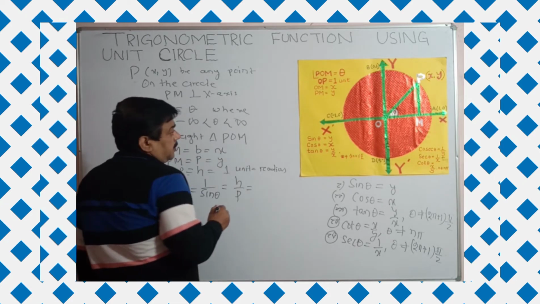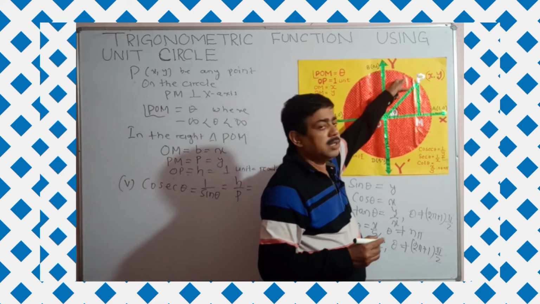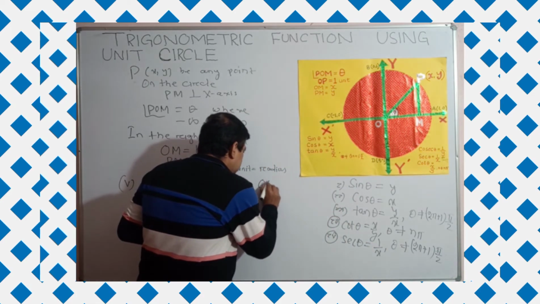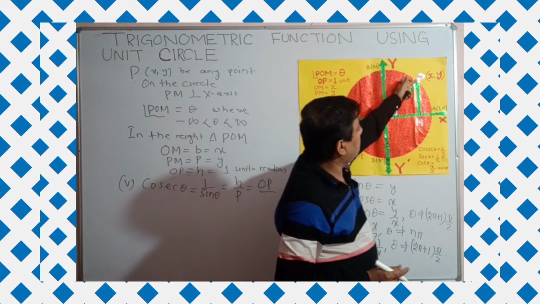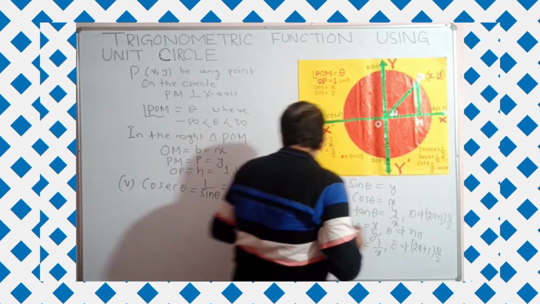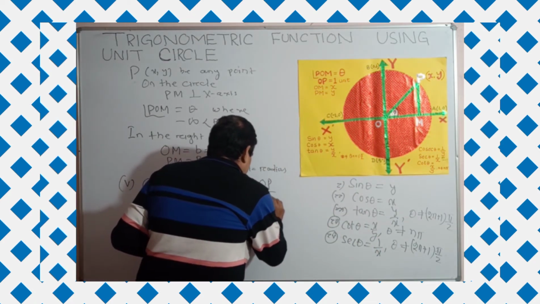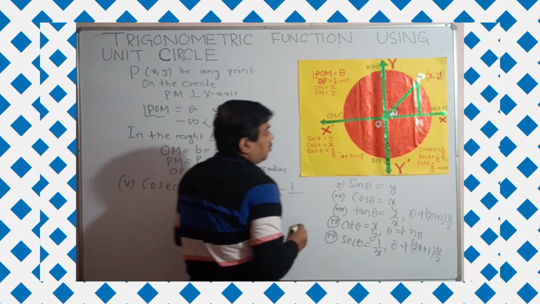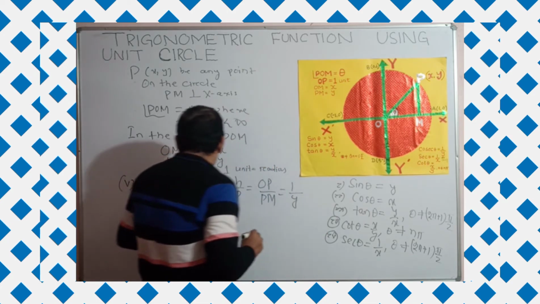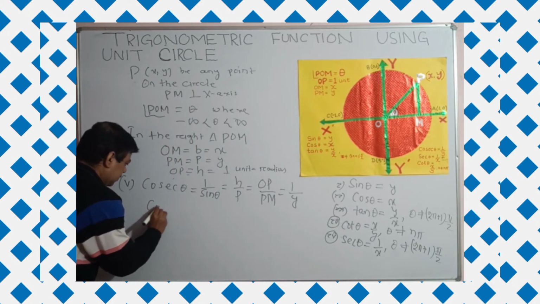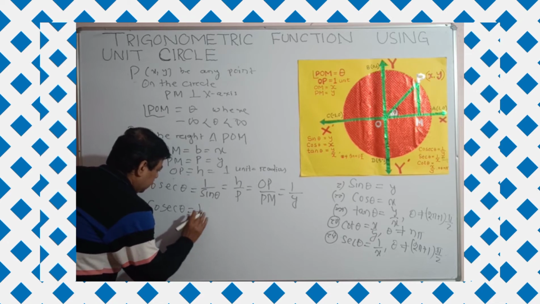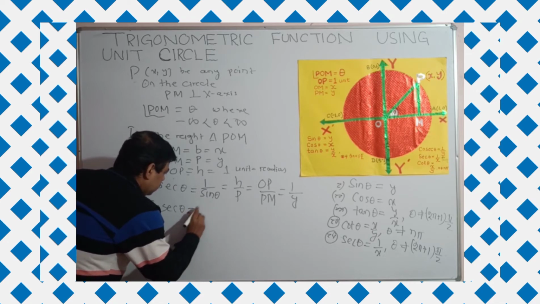So which is the hypotenuse here? Here OP is the hypotenuse. And which is the perpendicular? PM is the perpendicular. So OP value is 1 and PM is the y coordinate. So we get cosec theta equal to 1 upon y, that is, cosec theta is equal to 1 divided by y.